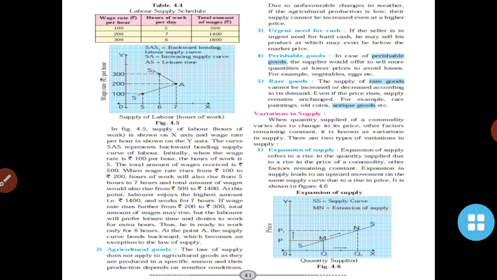Now the fourth is perishable goods. In case of perishable goods, the supplier would offer to sell more quantities at a lower price to avoid loss.